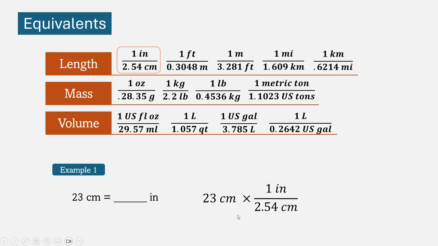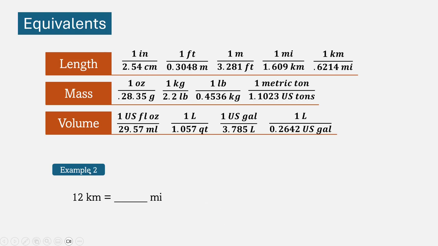Please take note that whatever is the unit here, we will put the same unit in the denominator of our equivalent. The purpose of this is so that we will be able to cancel this down. Okay, so let us proceed. 23 times 1 is equal to 23 inches over 2.54. What happened to centimeters here is it got cancelled. So 23 divided by 2.54 is equal to 9.06 inches, and our answer here will be 9.06. So the conversion is as straightforward and easy as that.